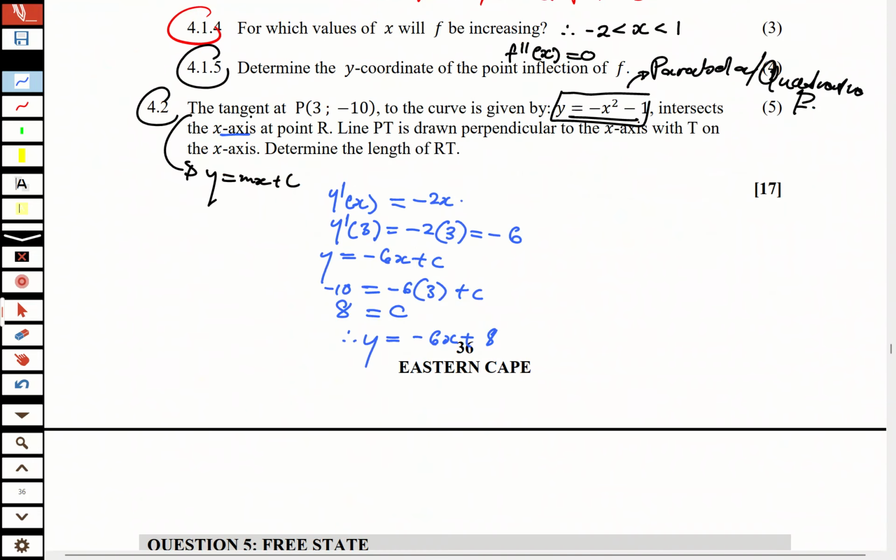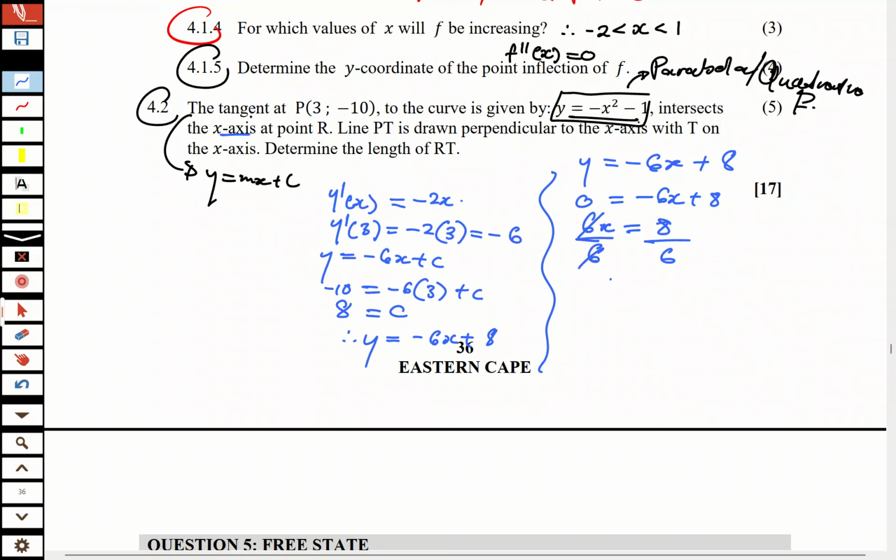So you're just going to say to your function, which is now your straight line, remember, it cuts the x-axis at point R, where y is 0. So you're going to find x. What is x when y is 0? You take this to the left, you have 6x equals 8. You divide both sides by 6. Now, do you have a factor that you can use? Okay, that's 2. 2 goes into 8 how many times? It goes 4 times. 2, 4, 6, 8.